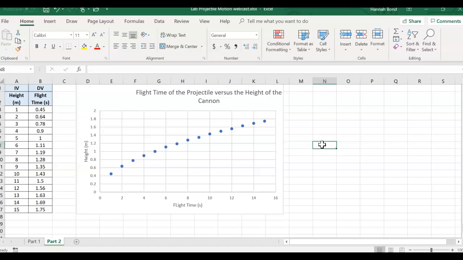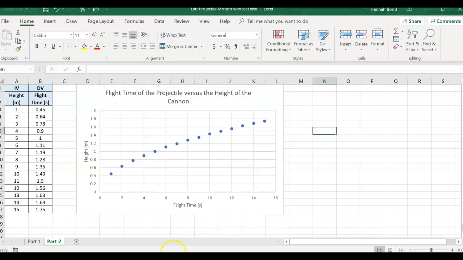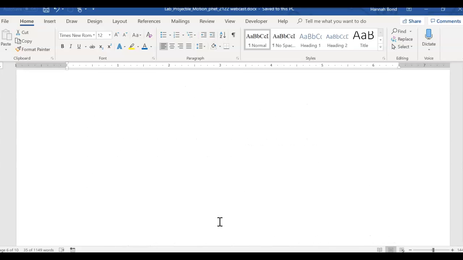Okay, so this is a curved graph. And what function does this look like? It's not really a parabola. I mean, it might resemble a parabola that's turned over on its side. This is a square root function, okay? And so we're going to have to linearize this if we're going to create a physics equation for it. Let's see what it tells us to do.